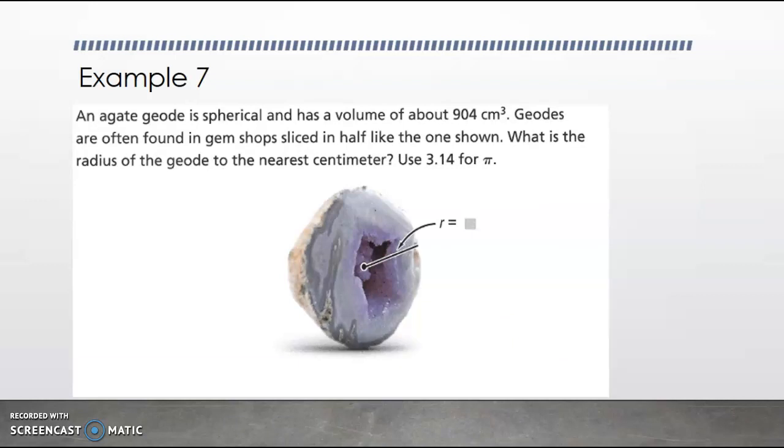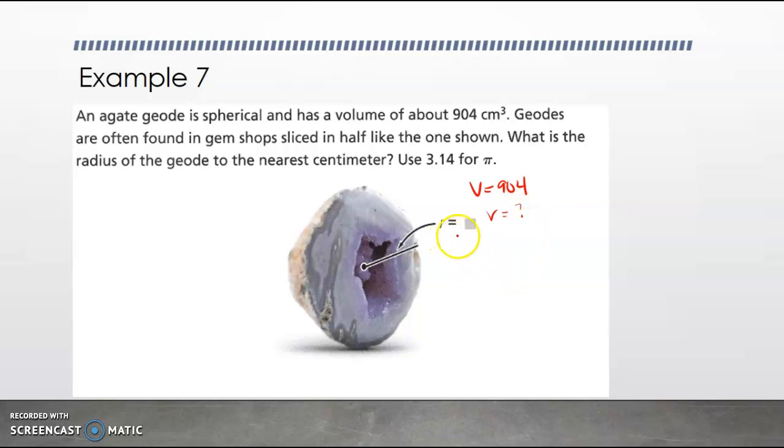An agate geode is spherical and has a volume of about 904 cubic centimeters. So we know we have a volume of 904. Geodes are often found in gem shops, sliced in half like the one shown. What is the radius of the geode to the nearest centimeter? So we know that the volume is 904, so we want to find the radius.